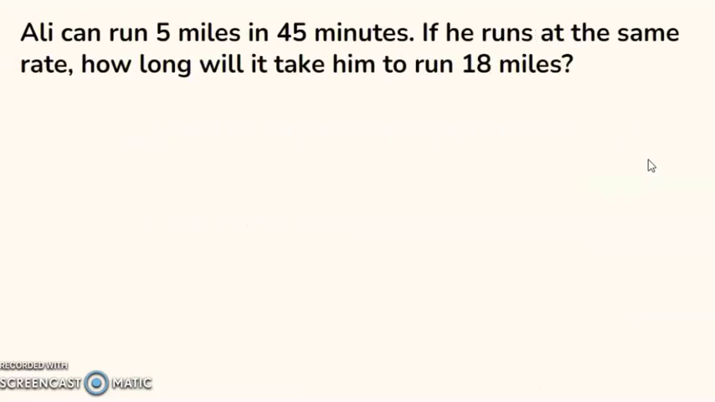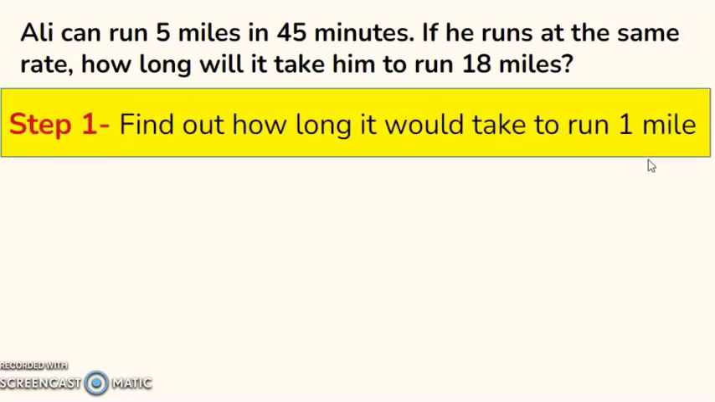Let's solve another problem together. Ali can run 5 miles in 45 minutes. If he runs at the same rate, how long will it take him to run 18 miles? In order to solve this problem, again we are going to follow the 2 steps of the unitary method. First, dividing to get the value of 1 and then multiplying to get the required number of units. So, step 1, find out how long it would take to run 1 mile.